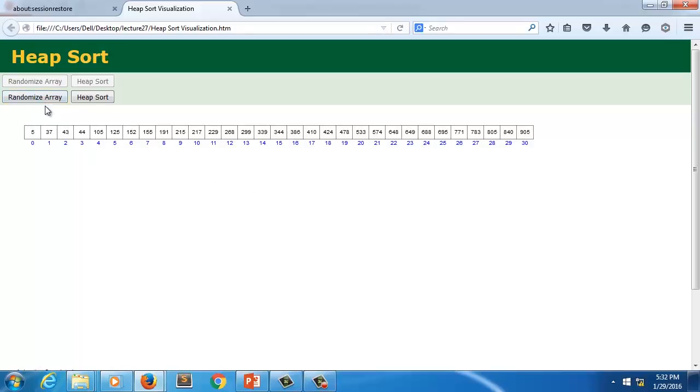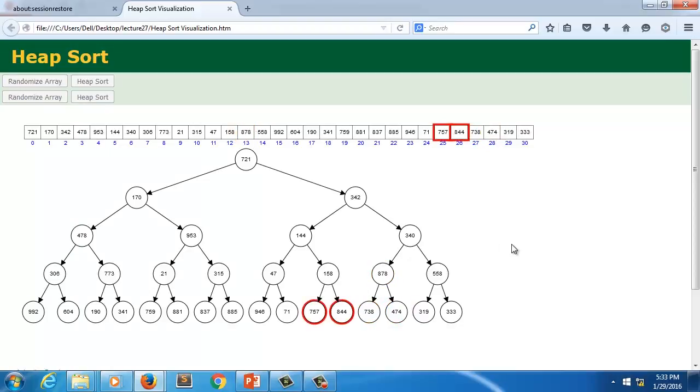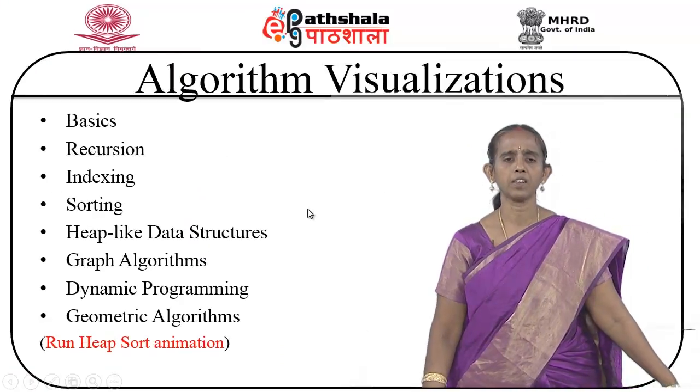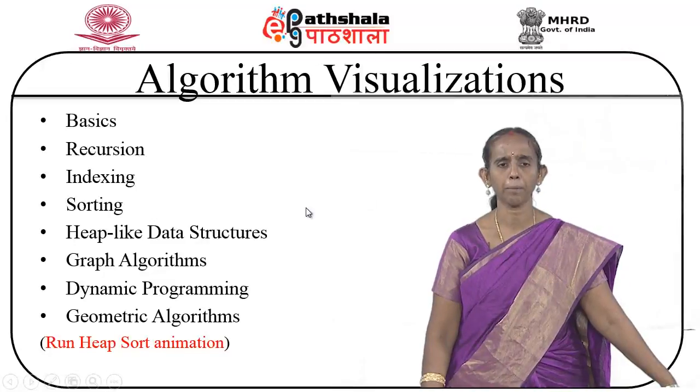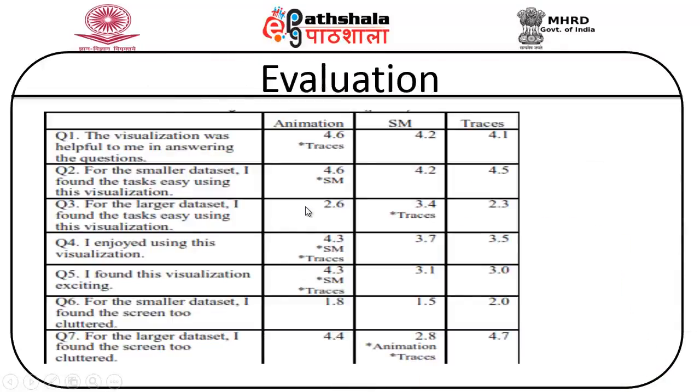Here in the UI we have two buttons, one for creating the randomized array and one for running the heap sort. If we click the randomized array, the array gets randomized, and if we click the heap sort, the animation automatically starts running, and right from the first step to the result step it runs in an automatic manner. There is not much interaction in this case. As we have seen in the case of the heap sort animation, there are other geometric algorithms or dynamic programming algorithms which can be visualized in this manner.